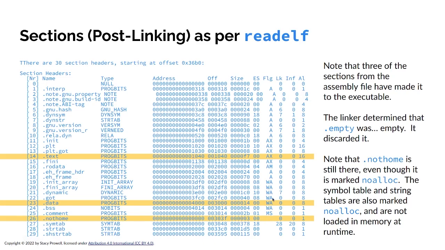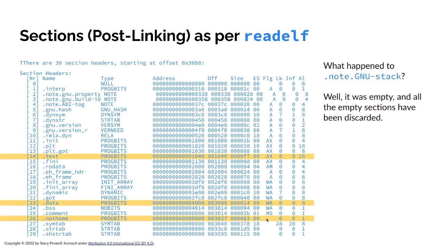The A flag is present for a lot of these to indicate they should be allocated. It's not present here. Even though its size is not 0, we haven't asked for it to be allocated. What about our stack note? It's gone. It was empty, just like our empty one was. So it's been discarded as well.